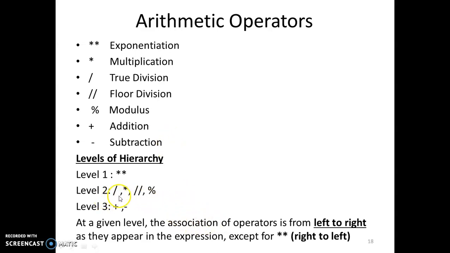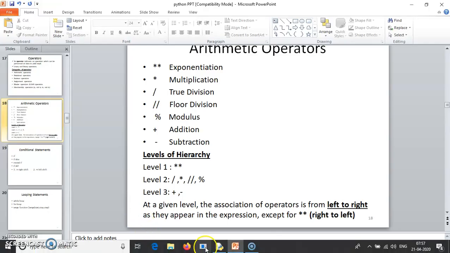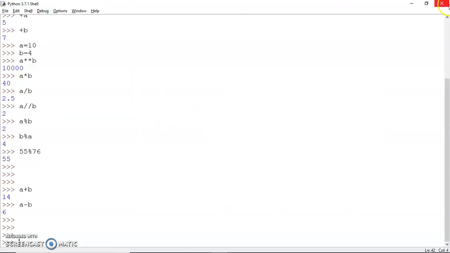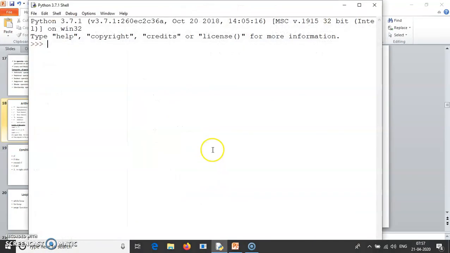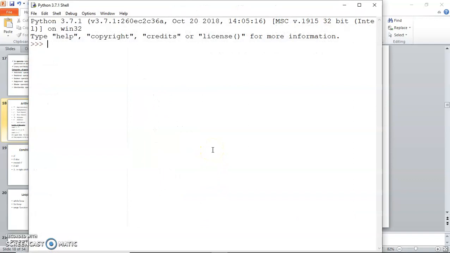And after these four operators, the next two operators are plus and minus. They are equally powerful, and obviously the association is from left to right. So let's work out all these levels and association and see whether they hold true or not. Let me begin a fresh Python session for you, and let's work out some expressions.